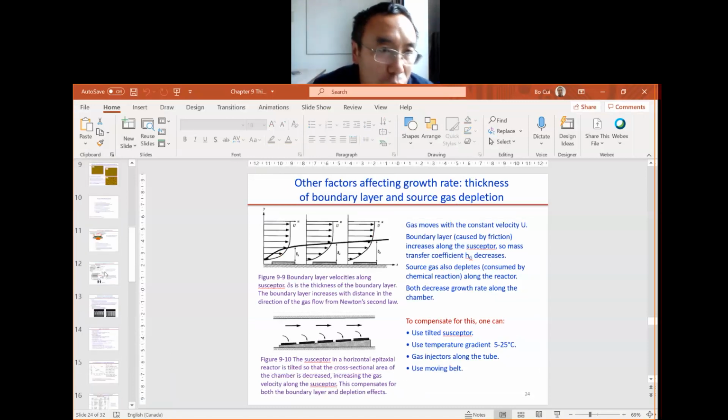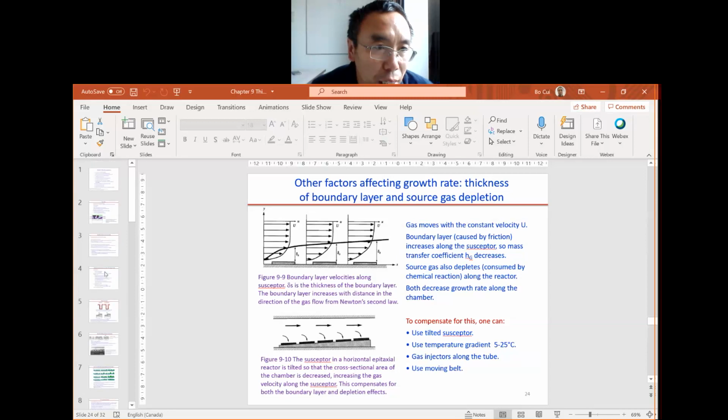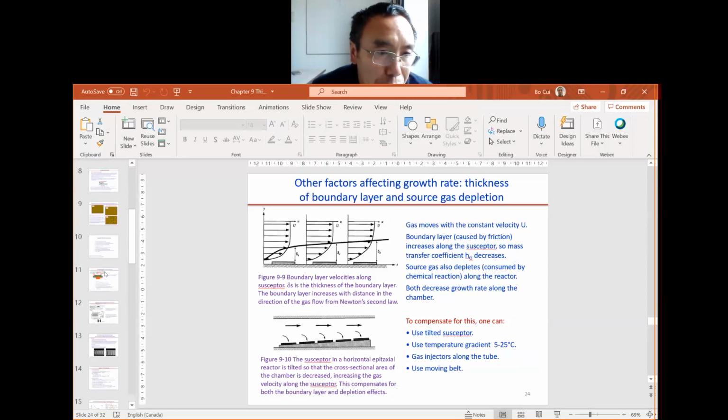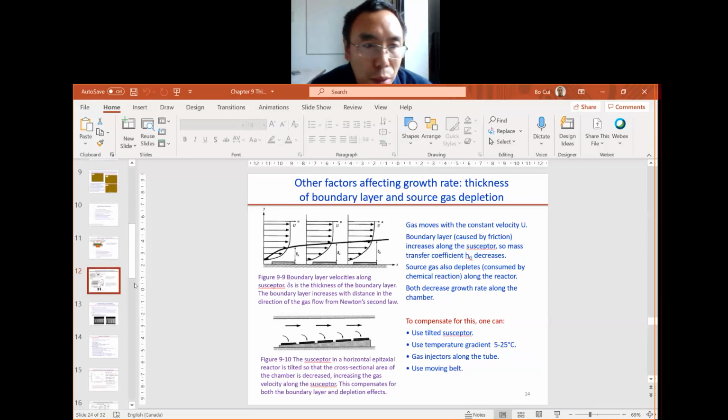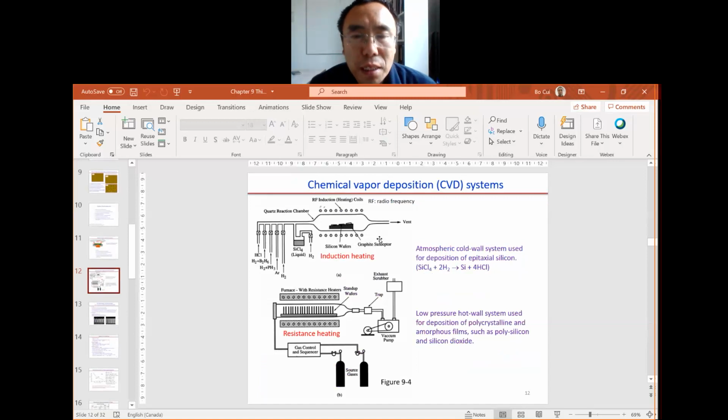And also you look at the cold wall and hot wall at the beginning. So this is the cold wall, and this is the hot wall. For the cold wall, we have a slope. When we put the wafer, we put it on the slope.